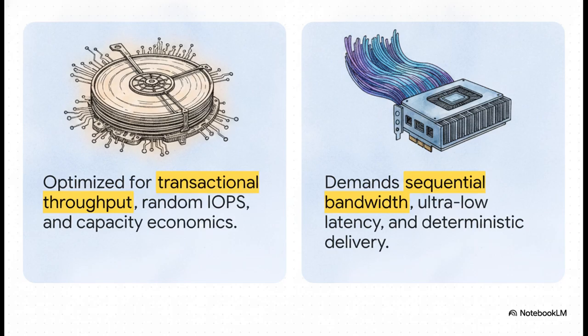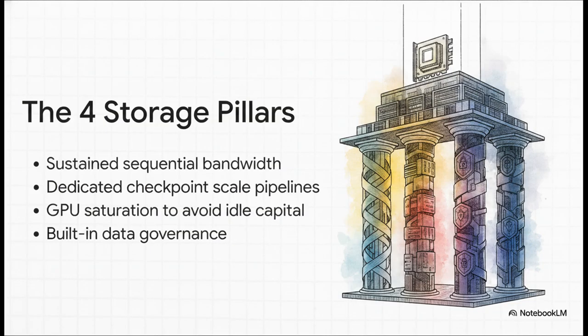But honestly, that legacy mindset is completely dead in the AI era. Today, AI storage demands sustained sequential bandwidth at a massive scale, ultra-low latency, and absolutely deterministic data delivery. You basically need a system that keeps those hungry GPU clusters continuously fed without a single hiccup. It's an entirely different beast of an engineering challenge. So the guide cleanly lays out the four non-negotiable pillars of this new mandate.